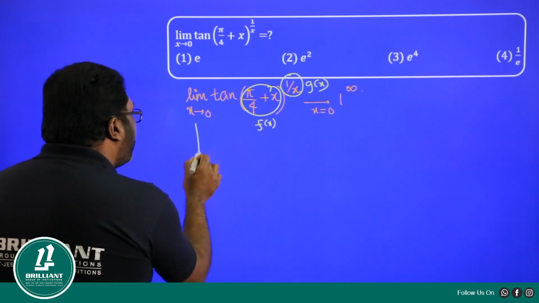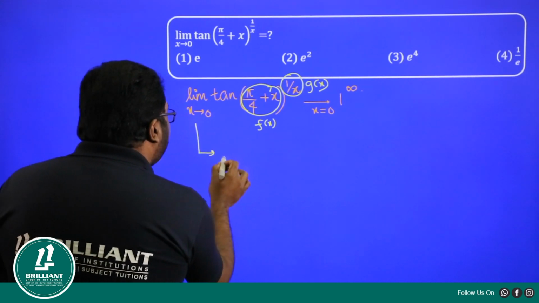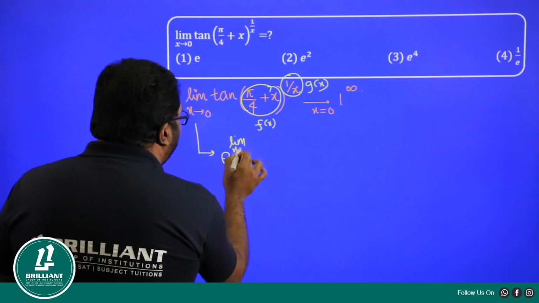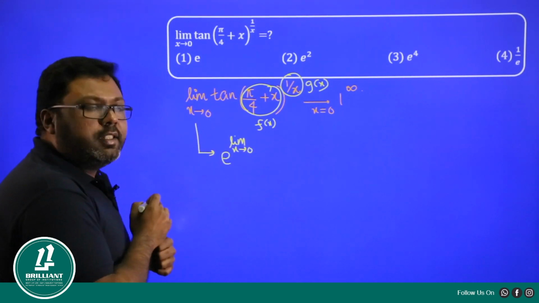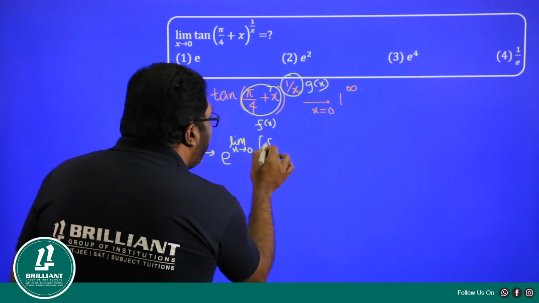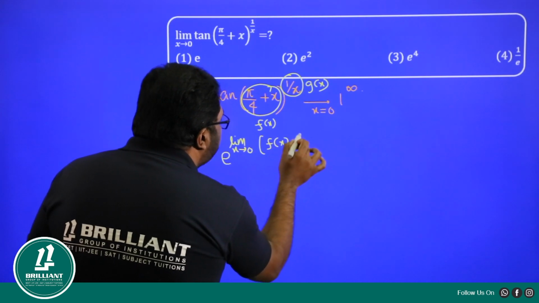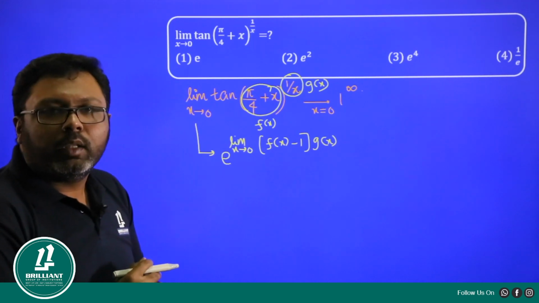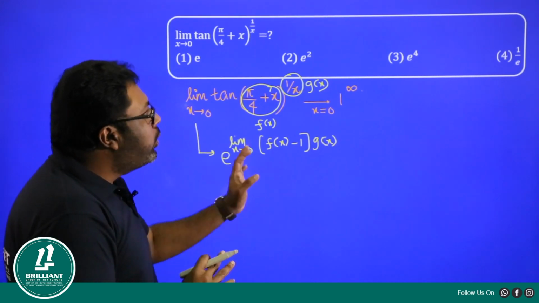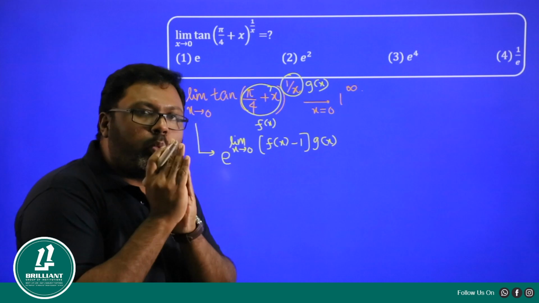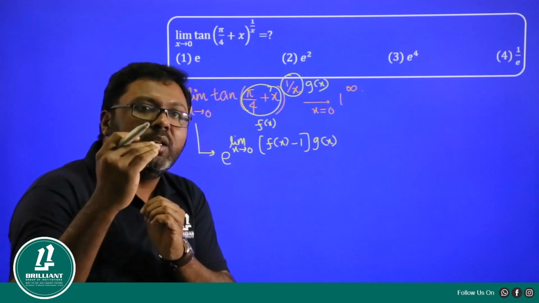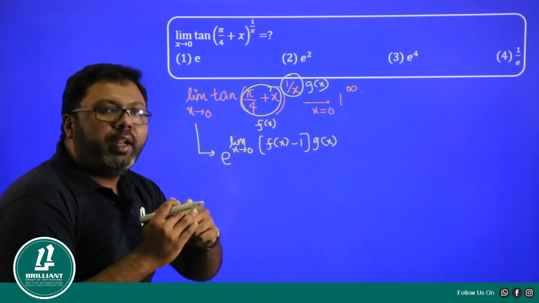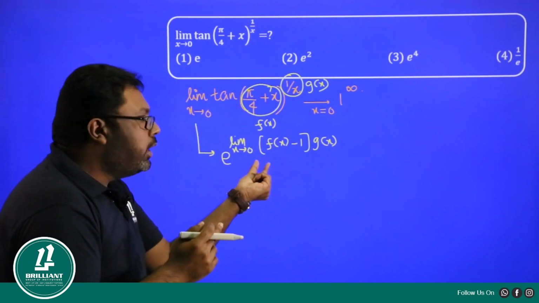Please try to learn this: the 1 raised to infinity form can be written as e raised to limit x tends to 0 of f of x minus 1 into g of x. Can you learn it? It's a shortcut. The 1 raised to infinity form is a very common question in JEE exams, so whenever you have it, learn this shortcut.